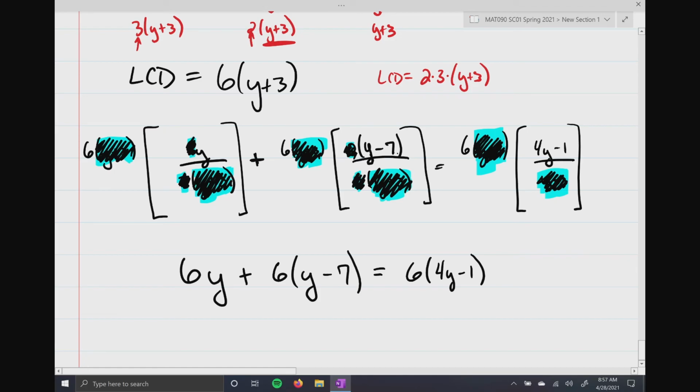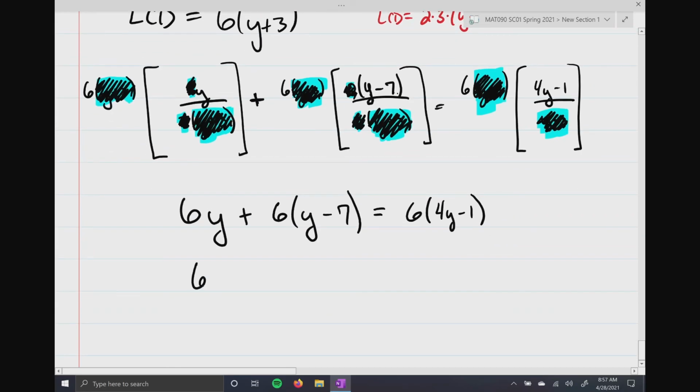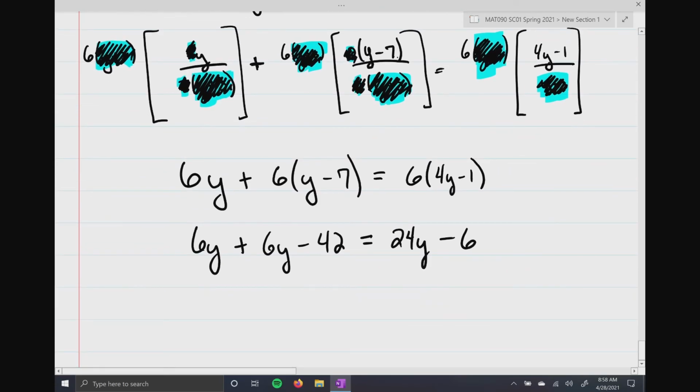All right. From here, I just follow my steps. I see parentheses. I use the distributive property to remove them. 6y plus 6y minus 42 equals 24y minus 6. Everything looks linear. So I'm going to combine my like terms on the left side. 6y plus 6y is 12y minus 42. On the right-hand side, there's nothing I can combine, so I just rewrite it.